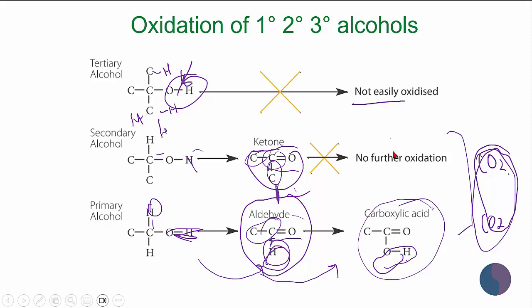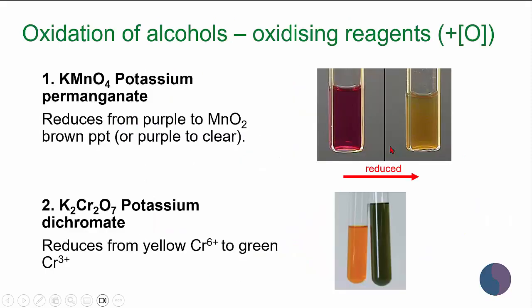Okay, I don't try and memorize it. And so practically speaking in the lab, this is what you're going to do. You're either going to grab potassium dichromate that goes from yellow to green with those oxidation number changes, or you're going to get potassium permanganate, which goes from pink to yellow.